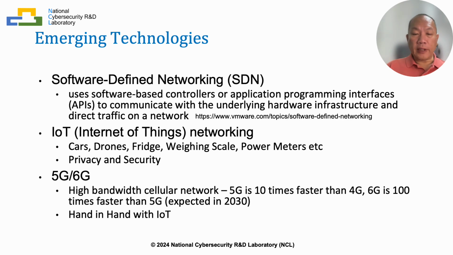Now, the next thing, of course, is 5G. A lot of countries already have 5G implemented, but probably in a partial manner. And of course, we are looking at 6G, expected in 2023. 5G is 10 times faster than 4G, and 6G is 100 times faster than 5G. So 6G is actually 1,000 times faster than 4G.